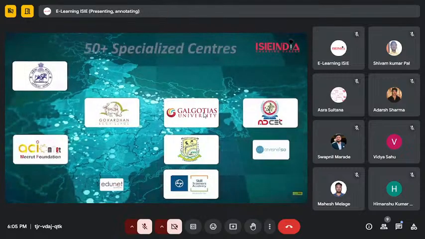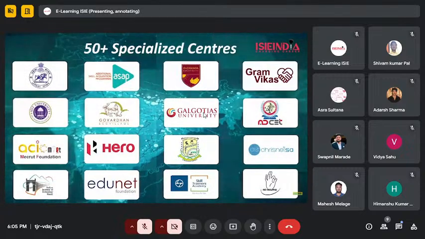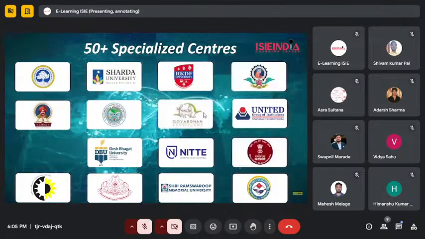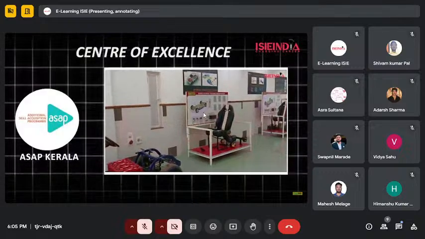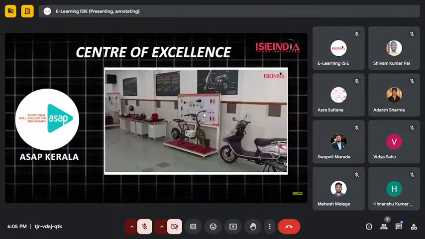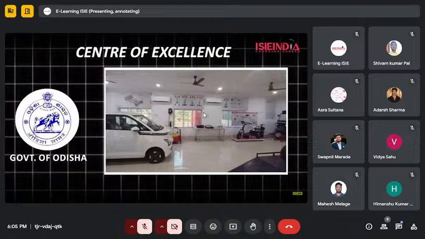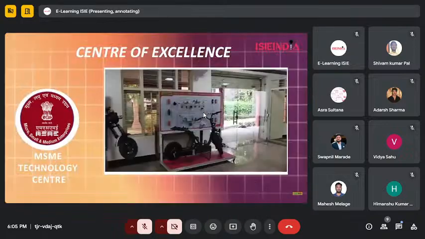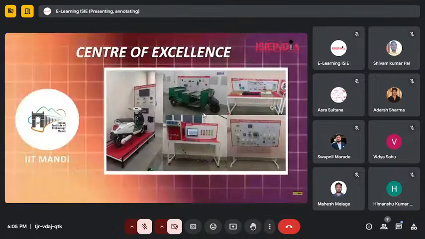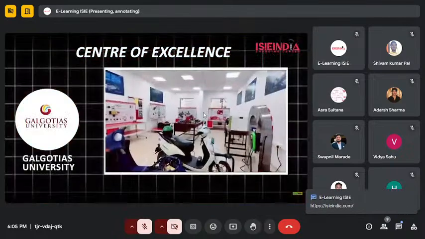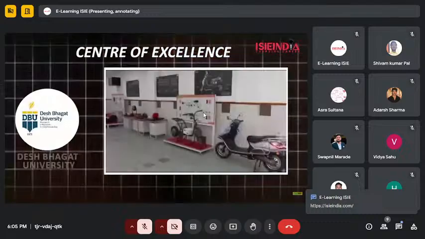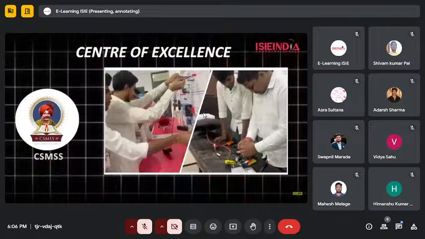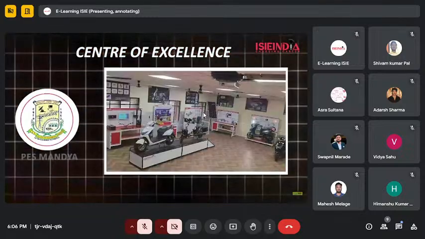We have successfully developed over 50 plus specialized centers that cater to the unique demands of government, academia, industries, and NGOs. The centers with Government of Assam, Kerala Higher Education Department, Government of Kerala Directorate of Skill Development, Employment, Odisha MSME Technology Center, with academic institutions like IIT Mandi, IIT Roorkee, Kolkata University, LNCT University, Desh Bhagat University, MIT ADT University, UGI, CSMSS, EDCET, PES, and many more.